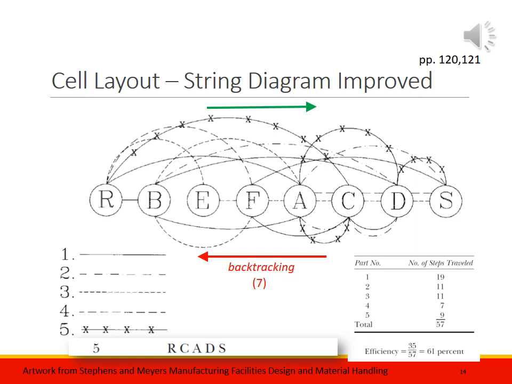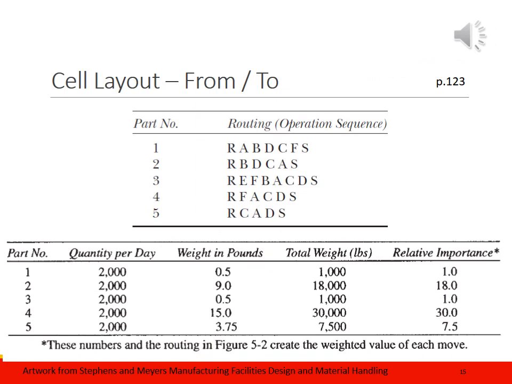We're going to see that in a moment. So make sure you're all on page 123 in your book so you can see this. Cell layout from 2. So we have our part domain, we have our routing operation sequence, and then we also have in the part domain now, the table on the bottom, where we're looking at the total weight shipped, right? And relative importance based on total pounds shipped.